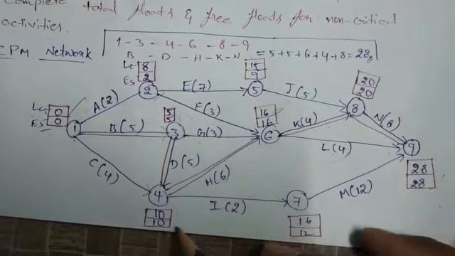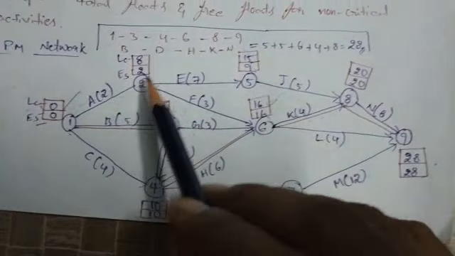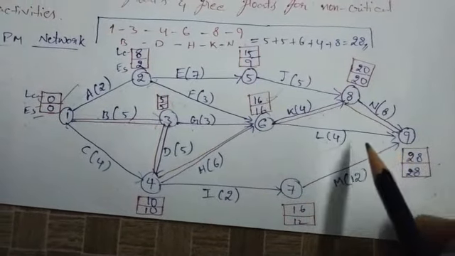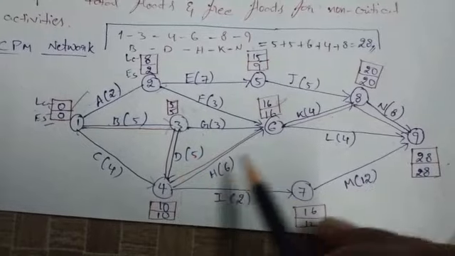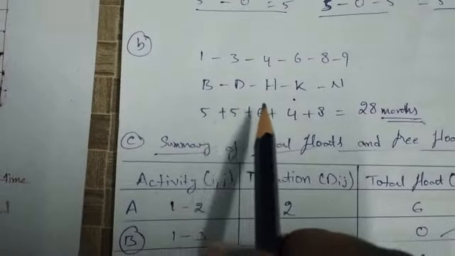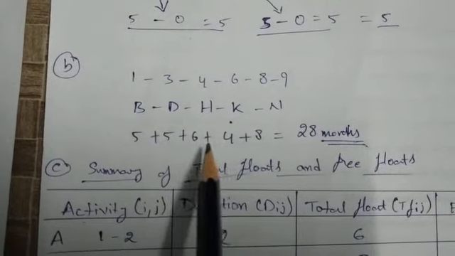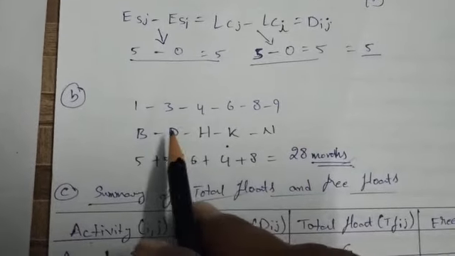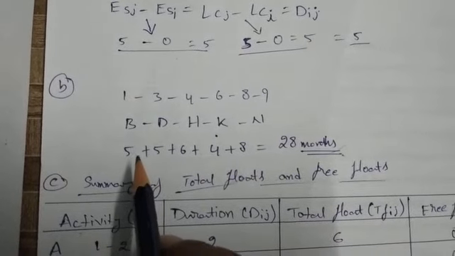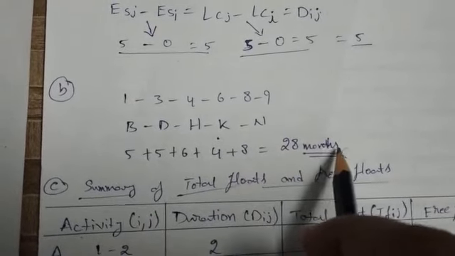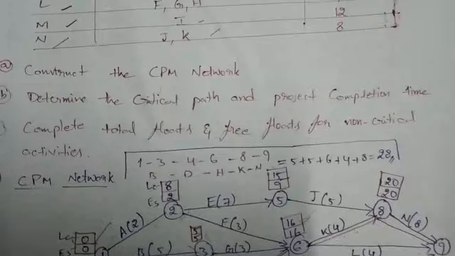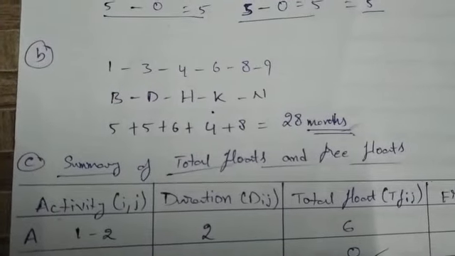So 0, 0, 5, 5, 10, 10, 16, 16, 20, 20, 28, 28. The remaining ones are not equal, like 15, 9 and next one 16, 12. See, this is not equal. So the critical path is 1 to 3, 3 to 4, 4 to 6, 6 to 8, 8 to 9. Substitute all the values and add them: 5 plus 5 plus 6 plus 4 plus 8 equals 28 months. So that is the critical path, and the total duration of the activities on the critical path is 28 months. This is the easy way to determine the critical path and project completion time.